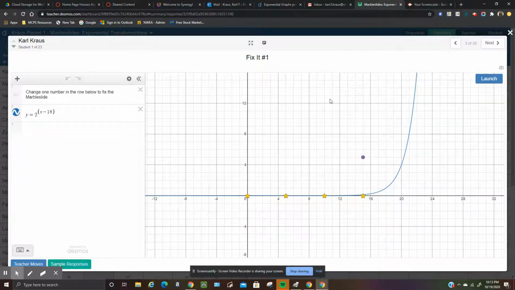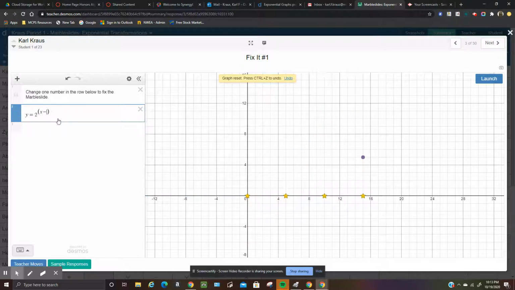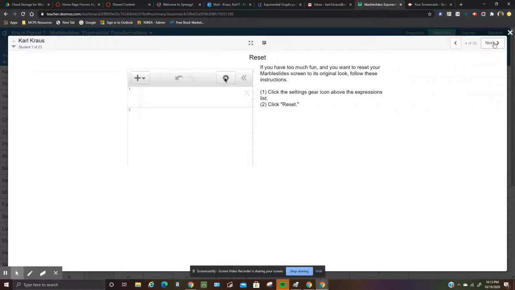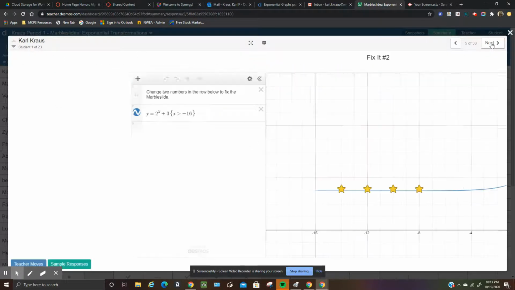And number 3, if I reset this, I want to move this over to the right. So if I make it -18, that works. So it's kind of slow, but it eventually collects the stars there. And slide 4 is just showing you how to reset the slide, get it back to where it started.